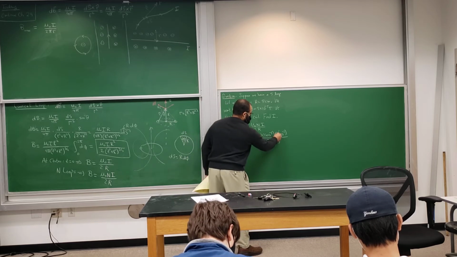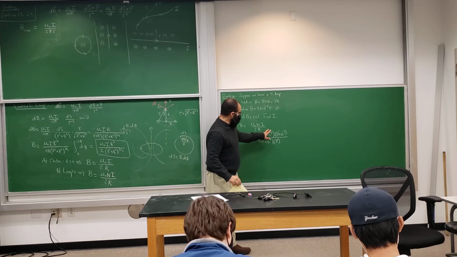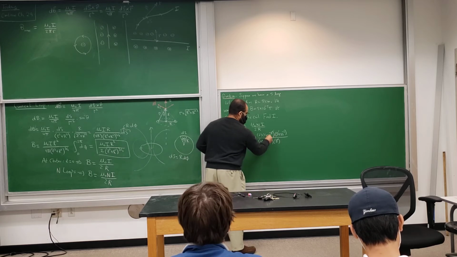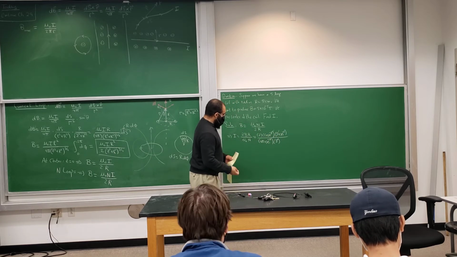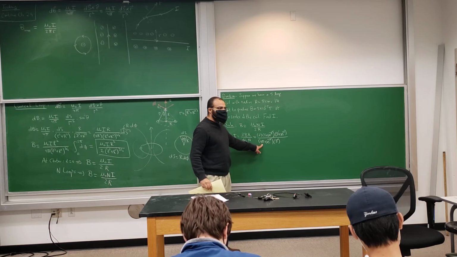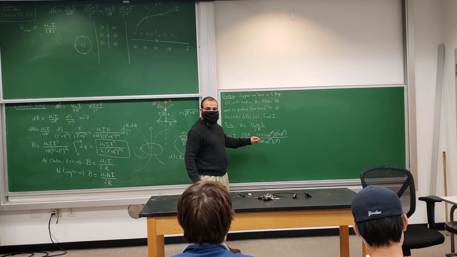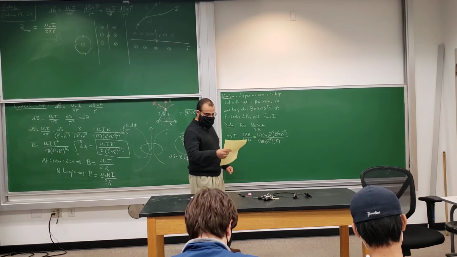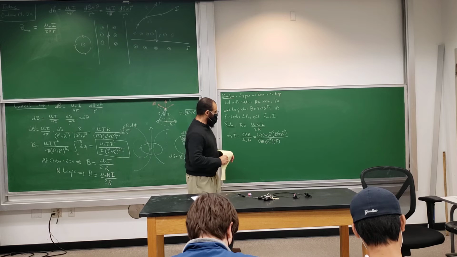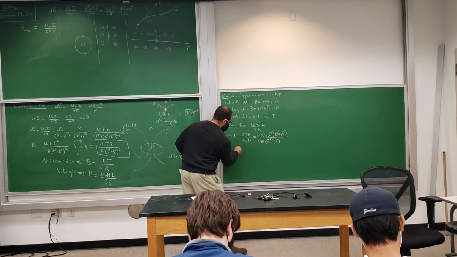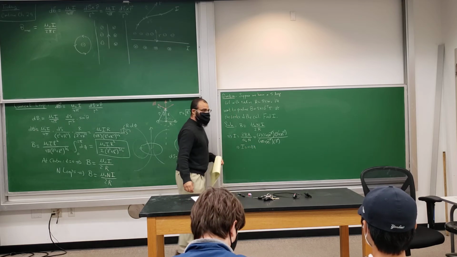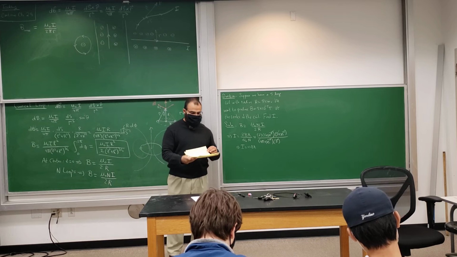So this 5 can cancel this 5. 10 to the minus 5 times 10 to the minus 2 is 10 to the minus 7, and that can cancel this 10 to the minus 7 on the bottom. And so here you end up with 5 times 2, which is 10, over 4 pi. 4 pi is almost 12, so it should be slightly less than 1. According to the calculation here, it's about 0.8.